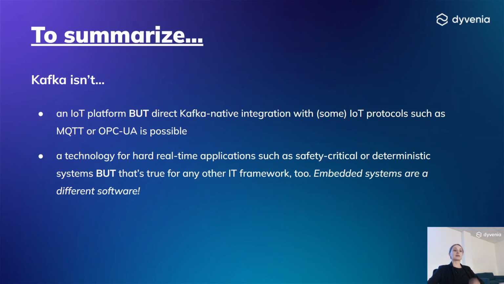Kafka also isn't an IoT platform. There are some Kafka native integrations. So for example, you can make a project which combines MQTT and Kafka, which can really turn out great for your IoT projects when you use MQTT for just the processing of IoT and Kafka for the streaming part. You can really build very nice projects.